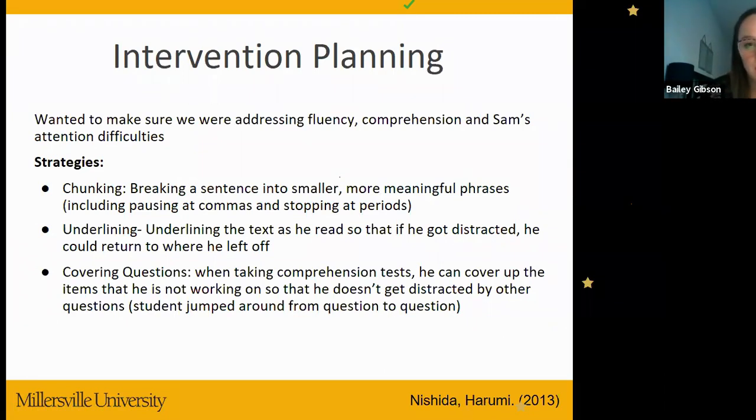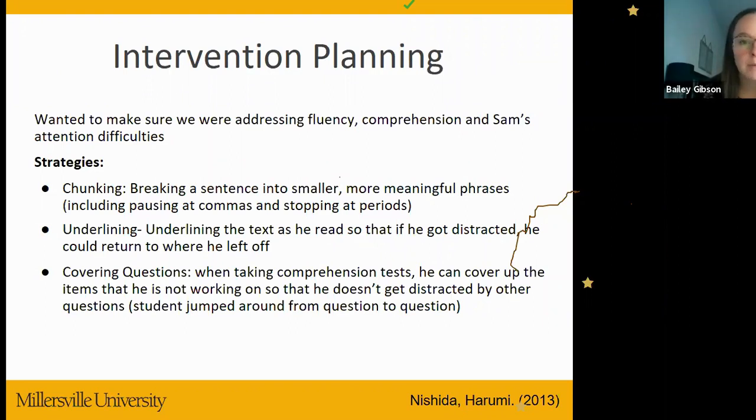So when we went to look at interventions, we wanted to address fluency, comprehension, but also his attention difficulties. So we stuck with the chunking because we saw that it was effective during that third IA. But then we also decided to just do some underlining. When he would read, he would get distracted in the middle of the text and start up again at a new point. He might have started like 2 paragraphs below where he actually was. So just underlining it helped him see where he stopped so that he could go back and restart at that place or restart that paragraph as he needed.